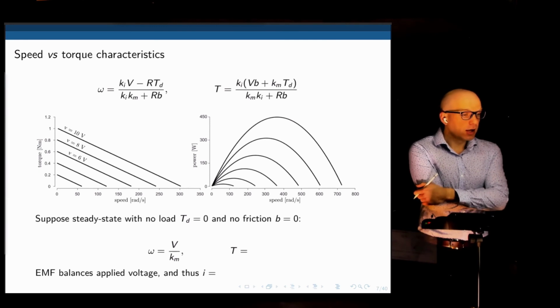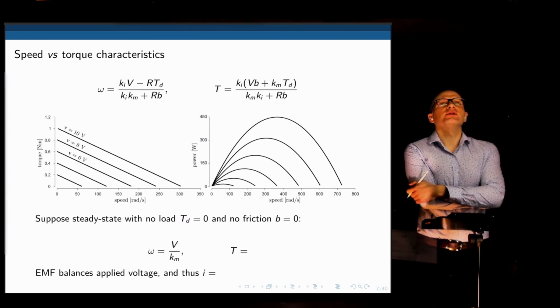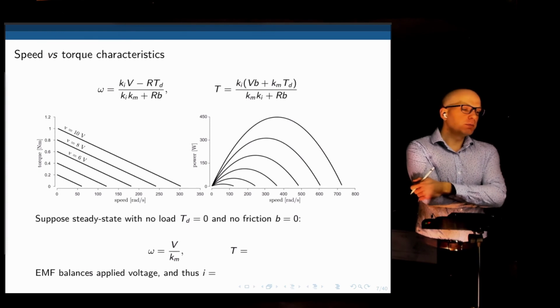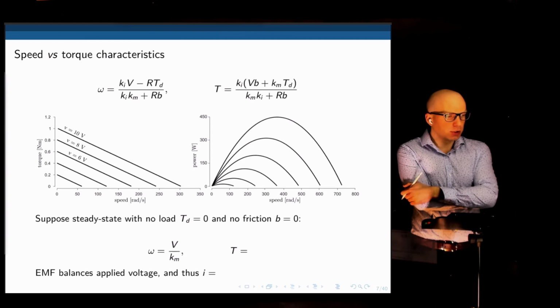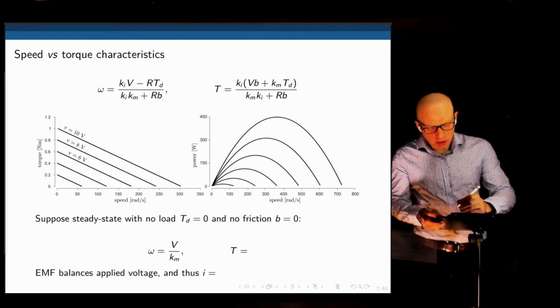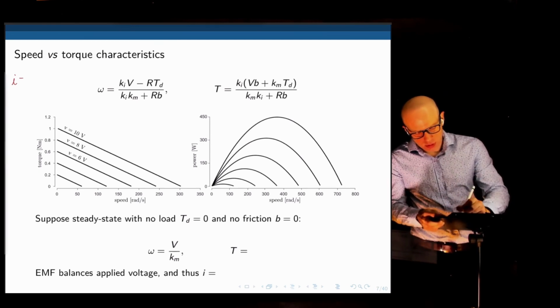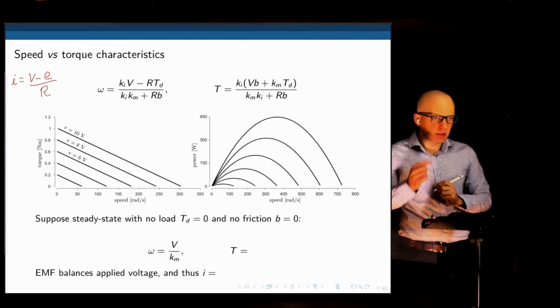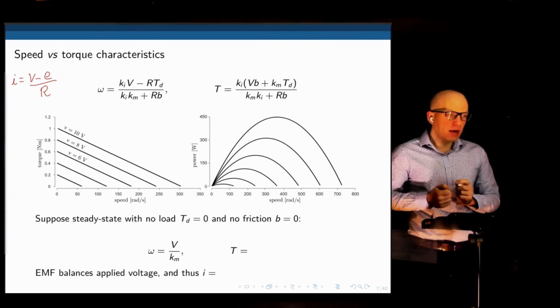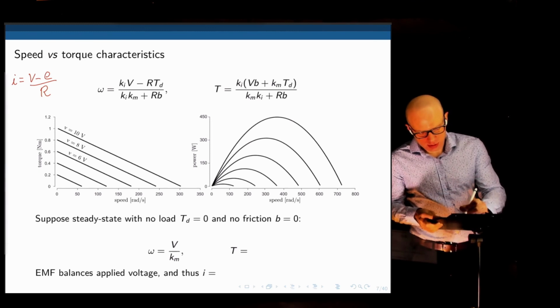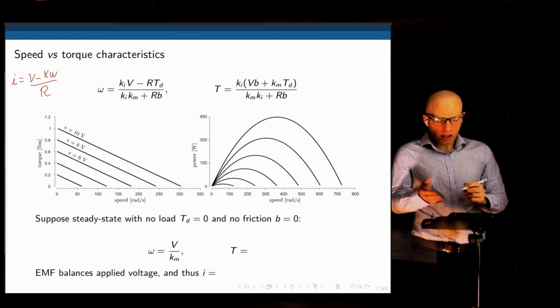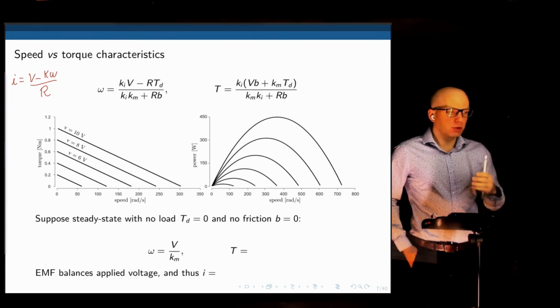Yes. Let me rephrase your statement as follows. The greater the speed, the greater the back EMF, the smaller the current. The current in steady state will be the input voltage minus the back EMF divided by the resistance. The back EMF is a function of the speed, which we can say is simply K times omega. The torque is proportional to I. So the greater the current, the greater the torque.